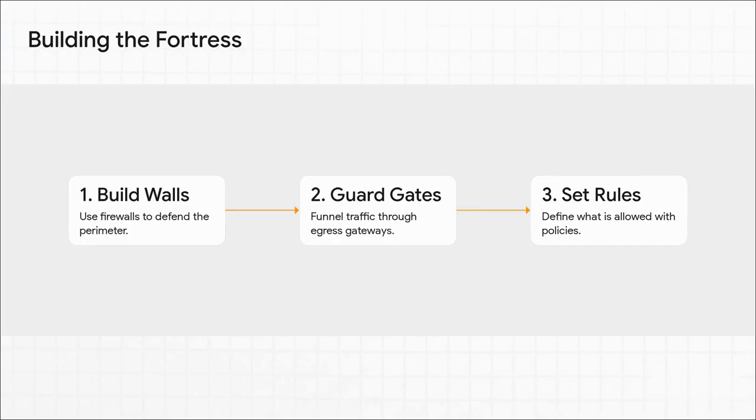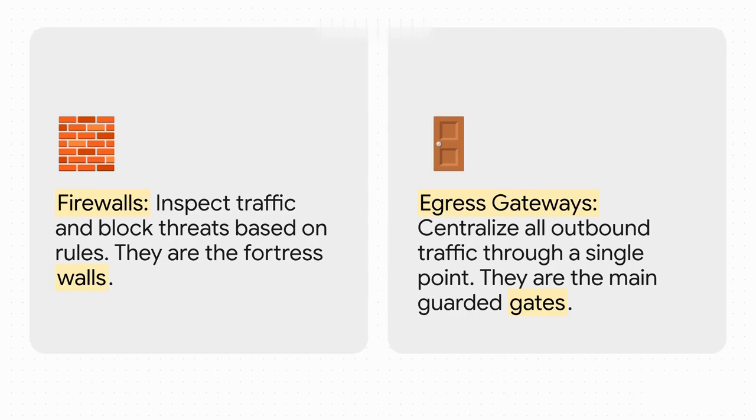First, you build the walls to defend your perimeter. Those are your firewalls. Second, you make sure all traffic leaves through one heavily guarded gate. That's your egress gateway. And third, you give your guards a crystal clear set of rules to follow, and those are your policies.